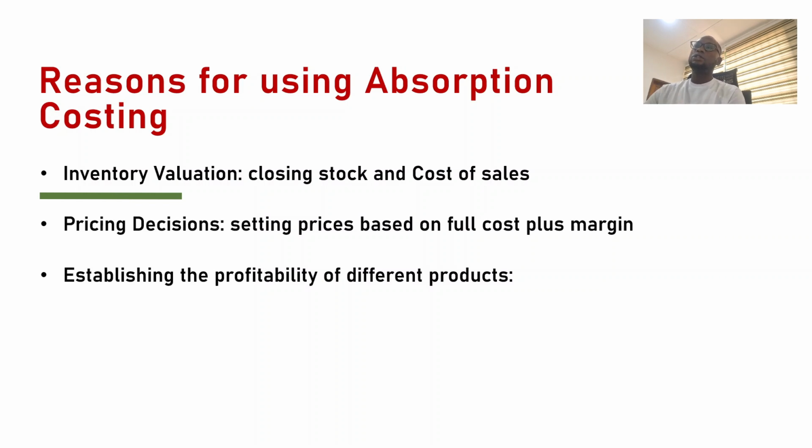Then the next reason for using absorption costing is establishing the profitability of different products. Now this is quite contentious, but pay attention and let me explain to you. When a company produces different kinds of products, for example, Coca-Cola bottling company, they produce Coca-Cola, Fanta, Sprite, and the rest. If they want to identify the profitability of each of these products, they need to have a fair share of all the overheads incurred in the production of the different varieties of products, so that they can aggregate their costs and subtract from their revenue that was generated for each of these products to identify which of these products are doing well and which are not doing well.